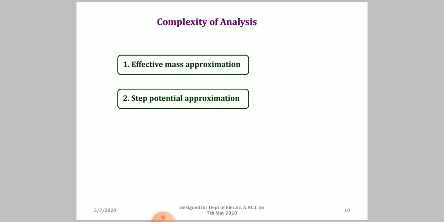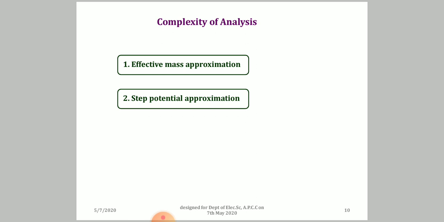Second, I have already said the step potential. A step function means at a particular value of the x-axis you have two different values of the y-axis. How is it possible? Never. So the rectangular potential will recall your particle in a box problem. The rectangular potential problem is never valid.